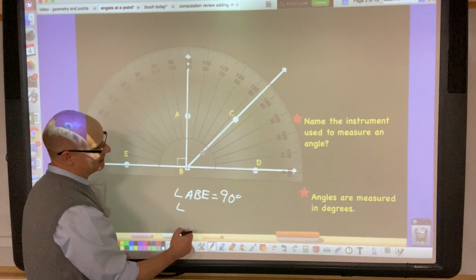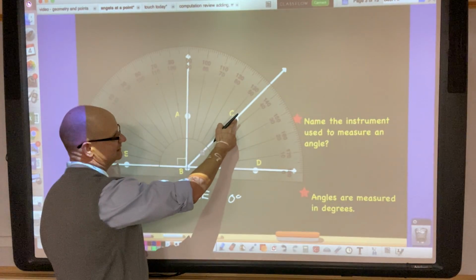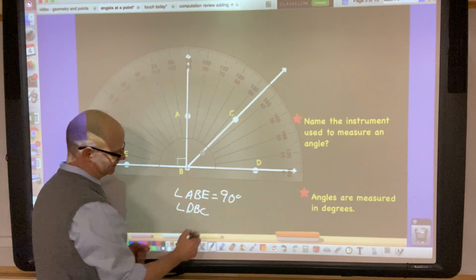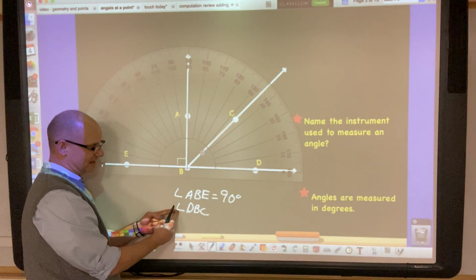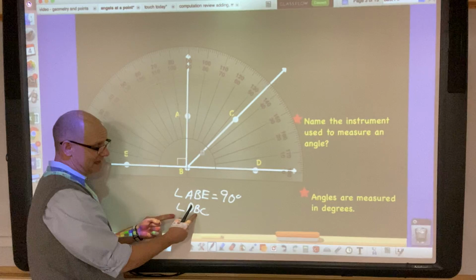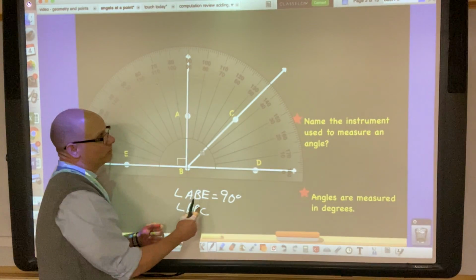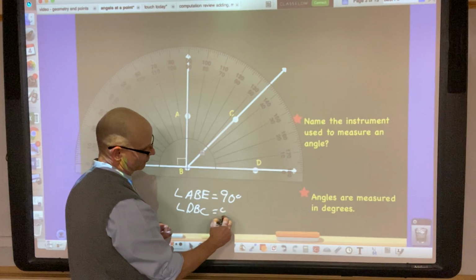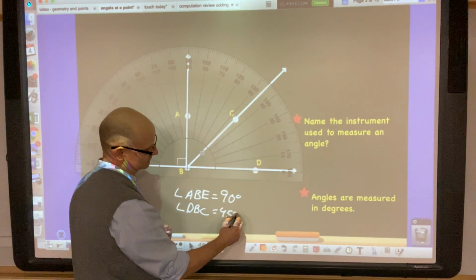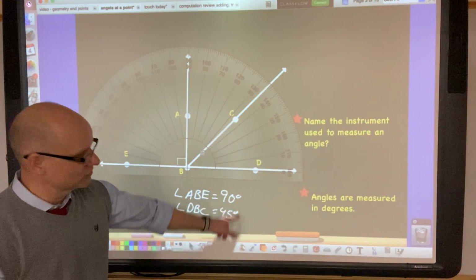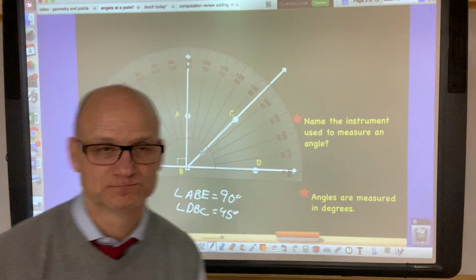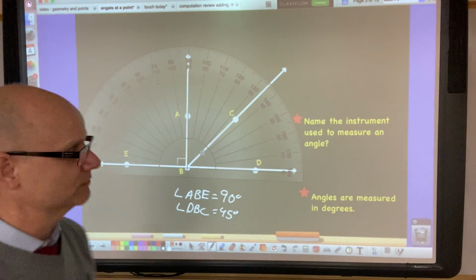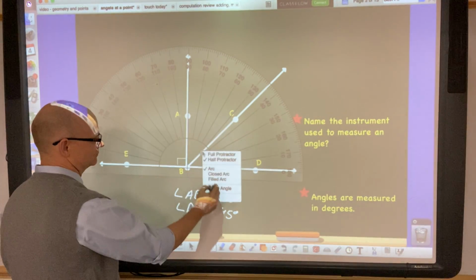And if I measure angle DBC, which is right here, again, notice I use the symbol for angle. Notice I use the B as the vertex. Well, this angle is in between 40 and 50, so we would say it's about 45 degrees, okay? Notice I use the little circle as the symbol for degrees. Again, we'll talk about how to use the protractor tomorrow. I'll give you chances to work on it.